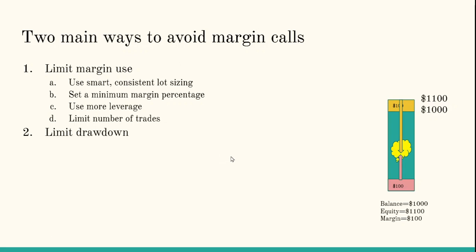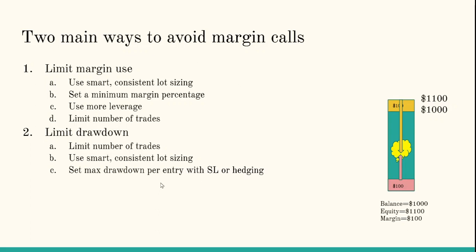You can also limit drawdown. That would be controlling it from the top. And again, we can limit the number of trades. So the more trades you've got on, the more possibility of loss you have. You can use smart, consistent lot sizing. That would be controlling how much risk you're putting on a given trade. And you can set maximum drawdown per entry, which is also part of your limiting drawdown. Set your max drawdown per entry using a stop loss or using hedging.